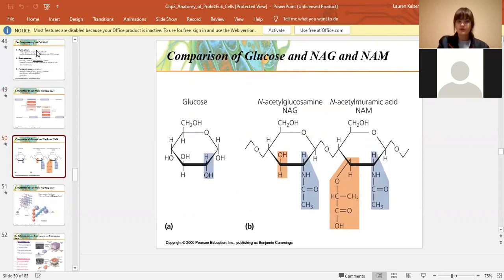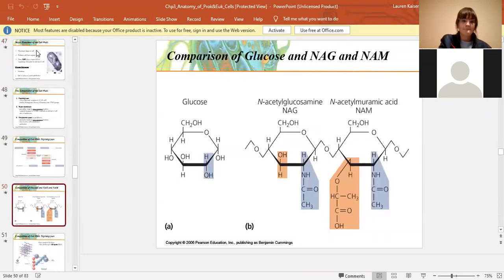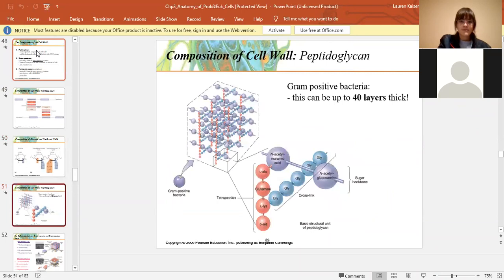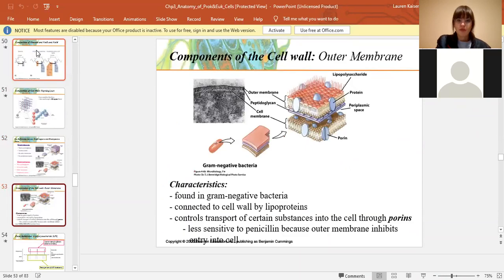Look at their structures, right? They are similar to glucose. They have similar structure to glucose. And yes, thick peptidoglycan in gram positive. We just went over this.